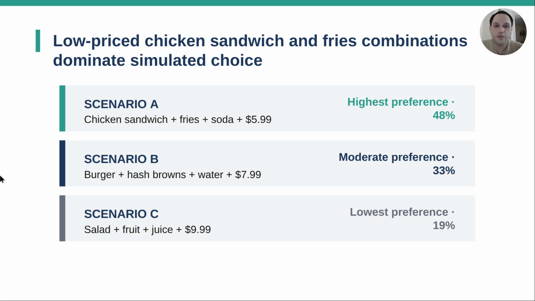One of the most powerful features of conjoint analysis is market simulation. Once preferences have been estimated, we can test the hypothetical products before they are launched. In this example, the chicken sandwich, fries, soda, and $5.99 price combination performs best, capturing about 48% of simulated choices. The burger option performs moderately well, with about 33%. The salad option performs worst at about 19%. This allows companies to evaluate different concepts before investing in development or launch.